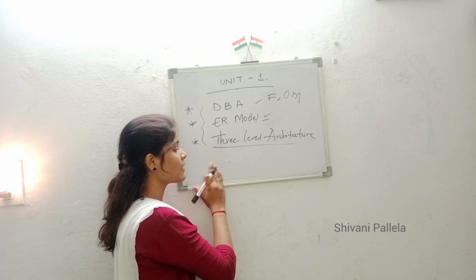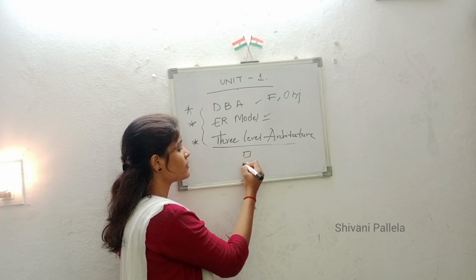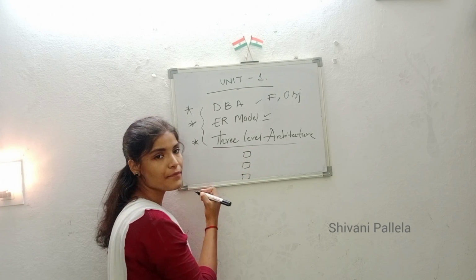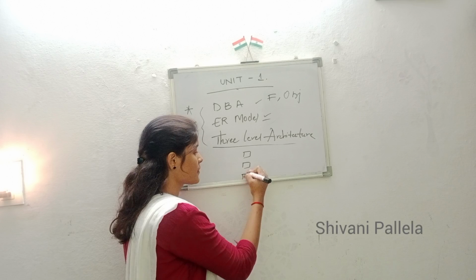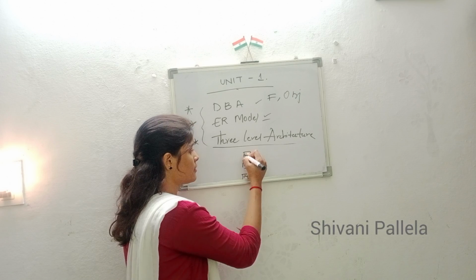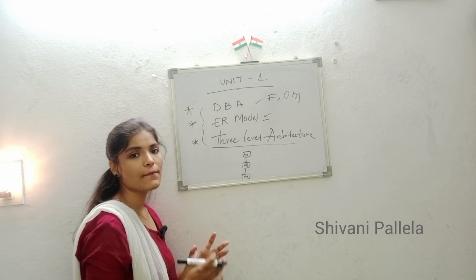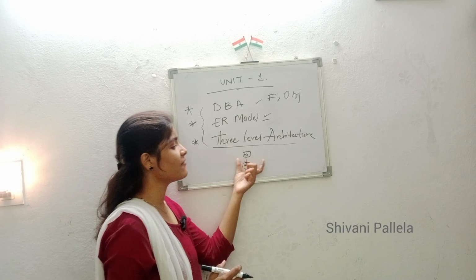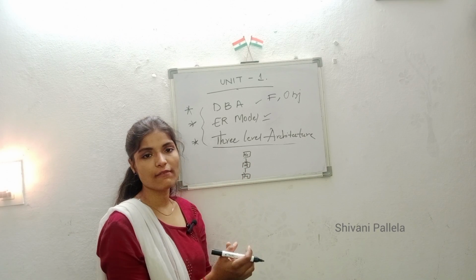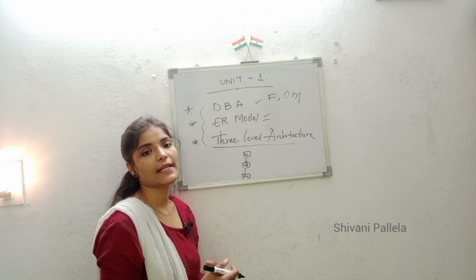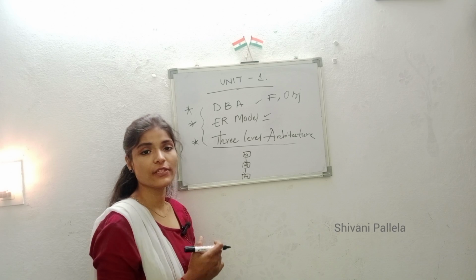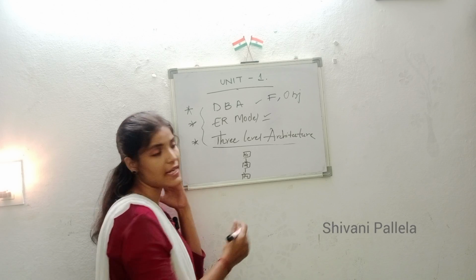You need to draw a diagram for this. How many levels will you have? 3 levels: physical level, logical level, and display level. You need to draw the diagram and explain each and every level. What is meant by the logical level? What are its advantages and disadvantages? Everything you need to explain in that 8 marks.